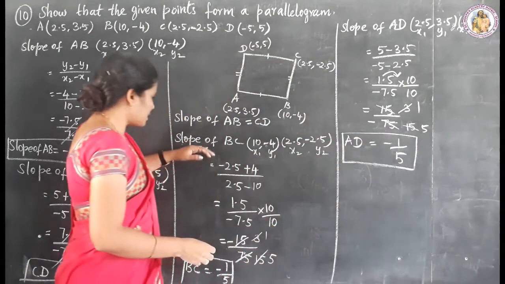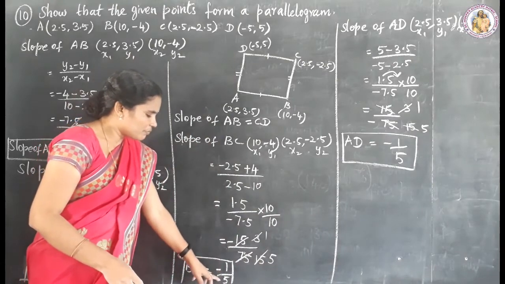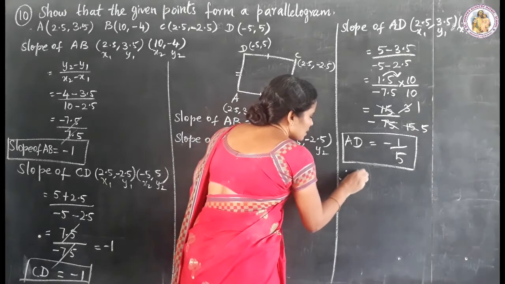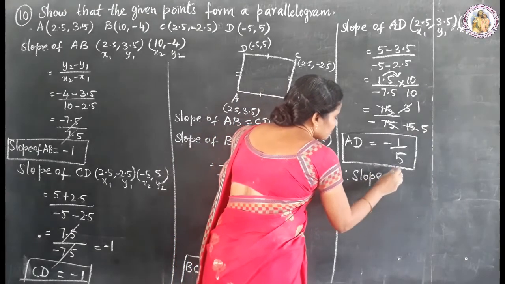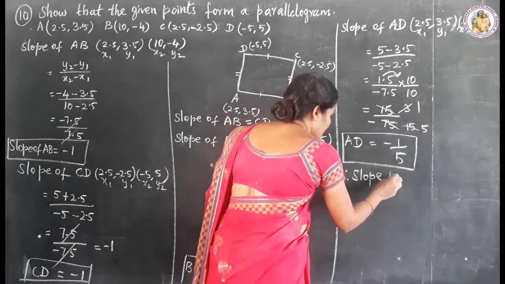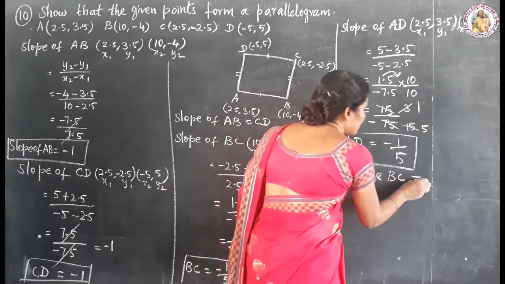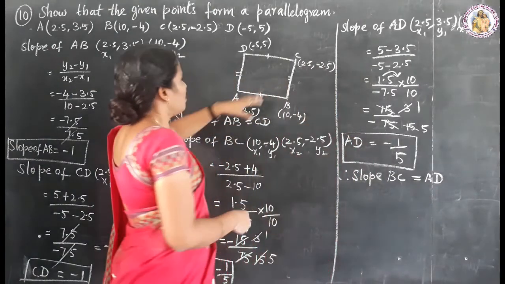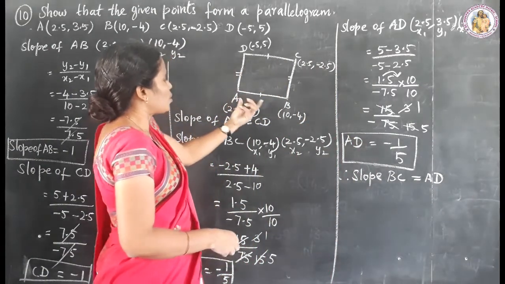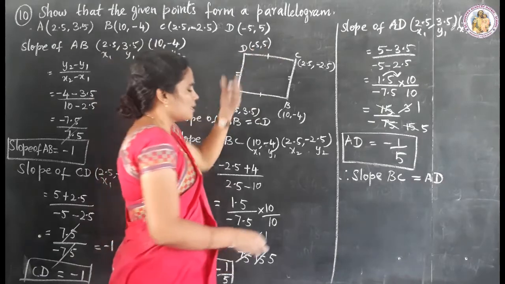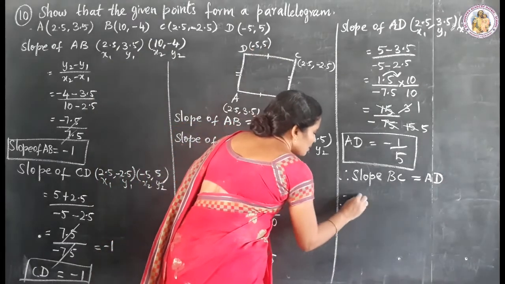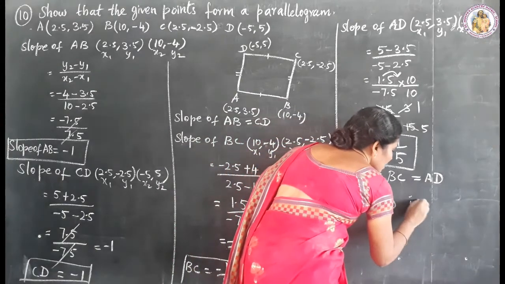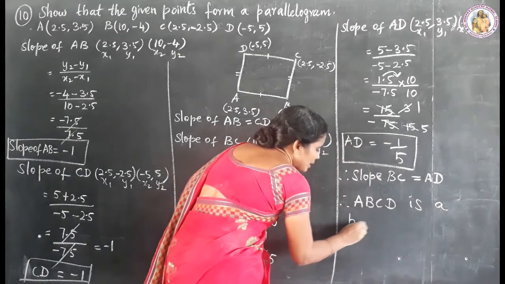And now here you can see slope of BC is equal to minus 1 by 5 and slope of AD is equal to minus 1 by 5. Therefore BC is parallel to AD. So BC is parallel to AD and AB is parallel to CD. Therefore, points A, B, C, D form a parallelogram.